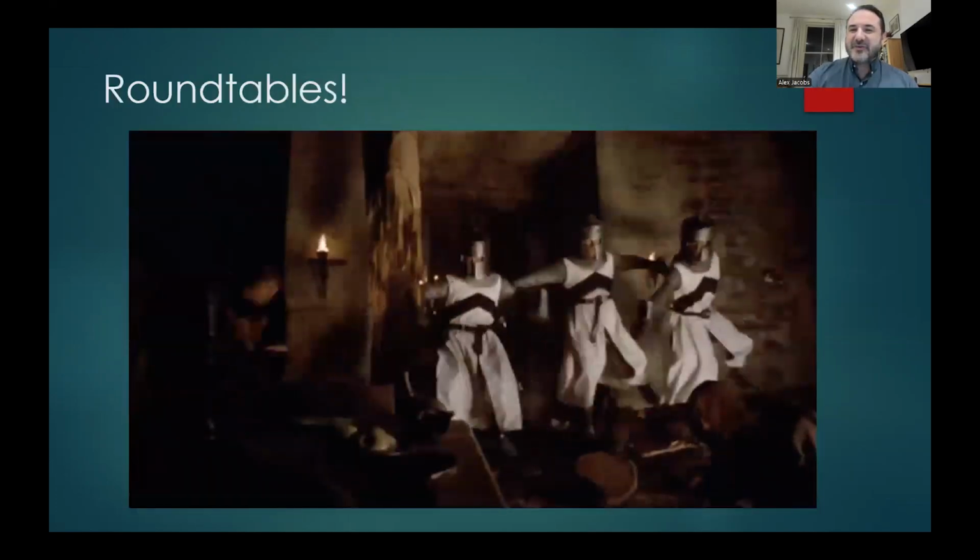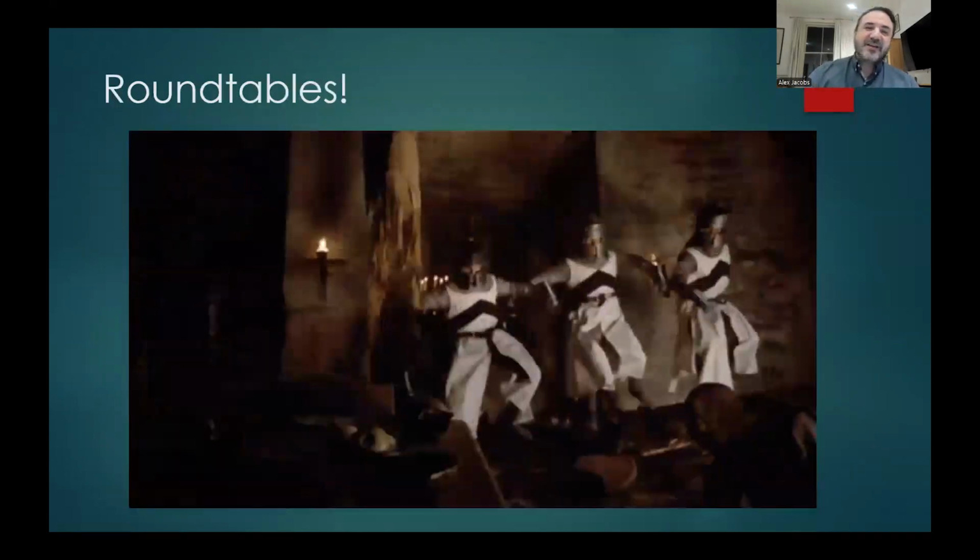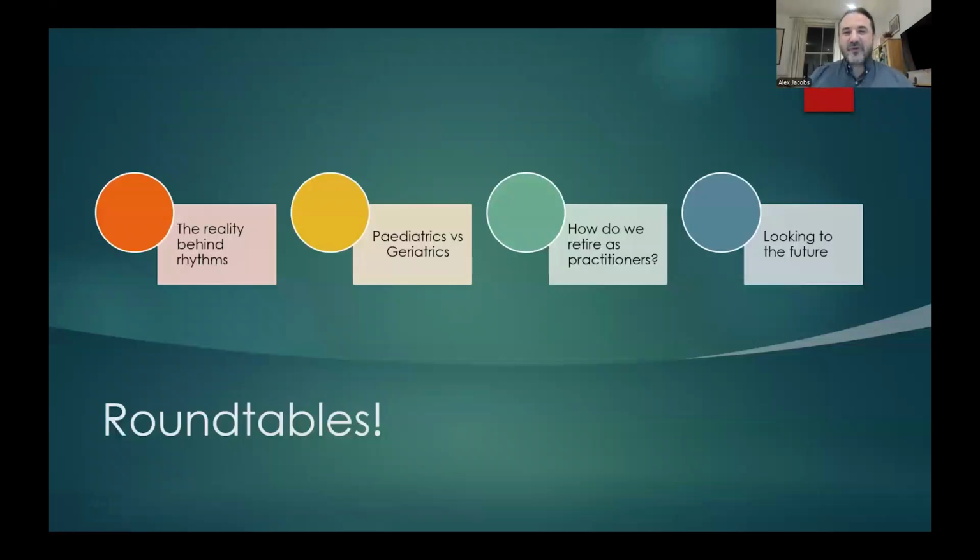Onto roundtables, if anyone gets the Monty Python reference. We've got 4 different roundtables which are going to bring all of our speakers together across the weekend. The reality behind rhythms, which I will be on with Deborah Wolf and Elizabeth Rochat. This is really how do we move from the theory to reality? How do we actually move from all these different amazing theories about cycles and actually make it something concrete we can use in the clinic?